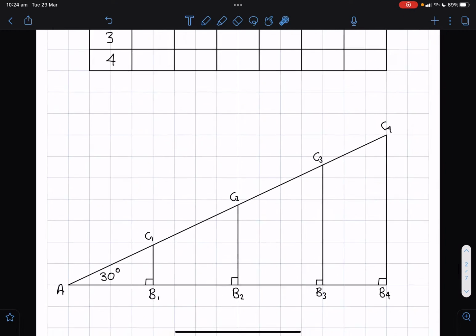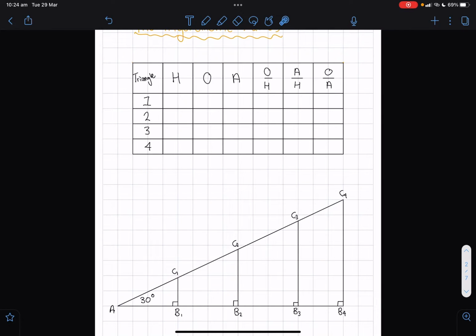all right? So in our table, you can see we've got 4 different triangles. So this relates to the 4 triangles we can see in our big triangle. So we have triangle 1 is A, B1, C1, so this little triangle here. Triangle 2 is A to B2, B2 to C2, and then A to C2. Triangle 3 is to the 3rd line, okay? And then triangle 4 is our whole large triangle. So we've got 4 triangles all inside of one big triangle, okay?